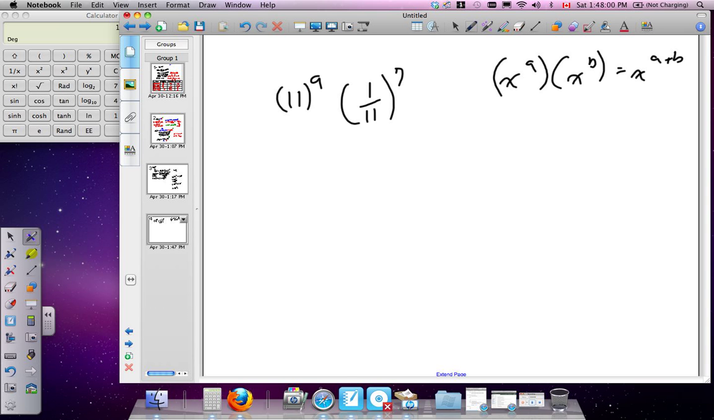But it doesn't mean we can't manipulate it to make it the same. How could I turn the second base into the same as the first base? You'd have a negative exponent. So let's just turn it to a negative exponent. It's still technically the exact same thing. 11 to the negative 7. Now the bases are the same. Add them together. Looking at 11 to 2.